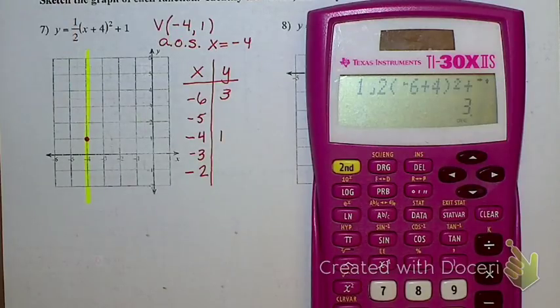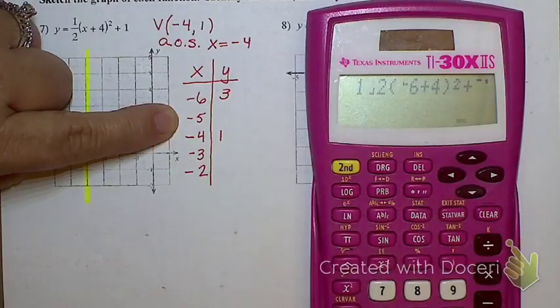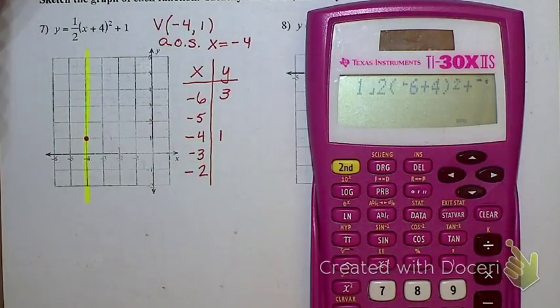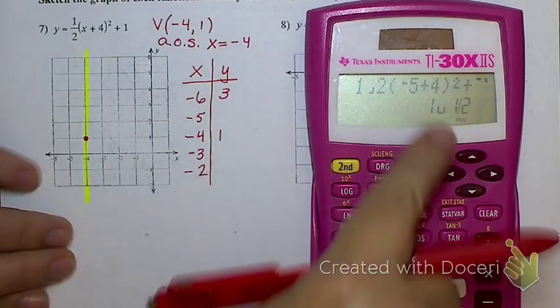Now, I don't want to retype that again, so I'm going to arrow back, and I'm just going to highlight that 6. Don't hit clear or delete or anything. Just highlight it and type in a 5, and it will replace it. And I get 1 and 1/2.